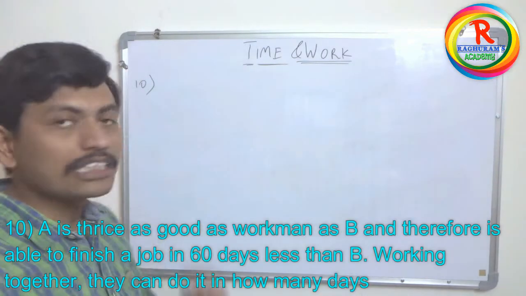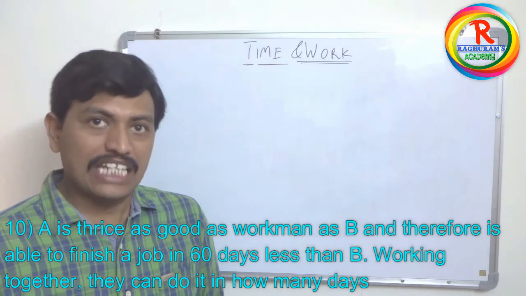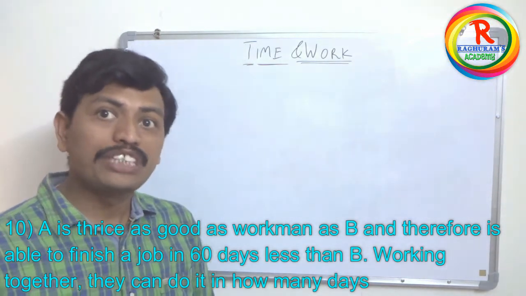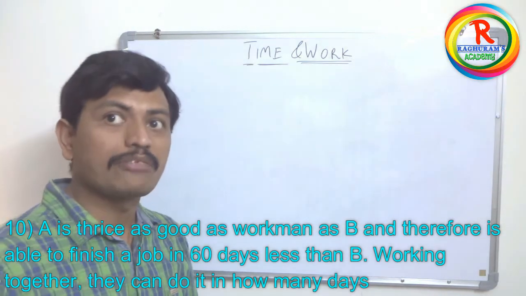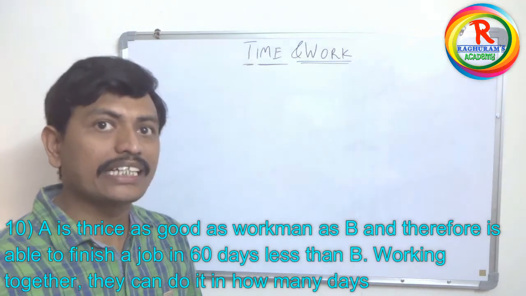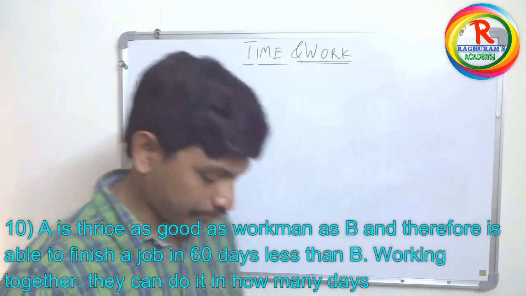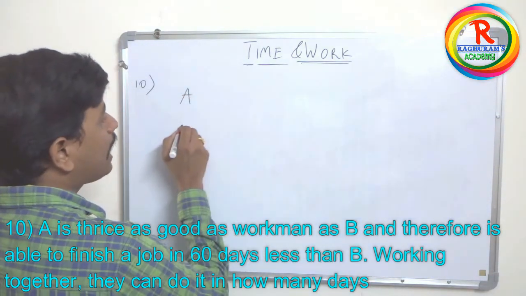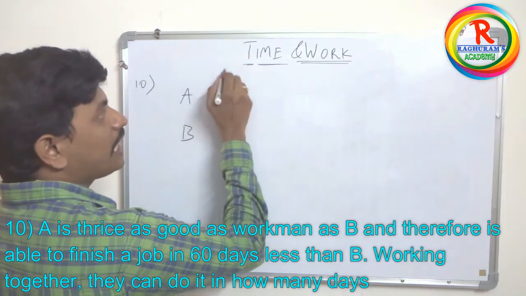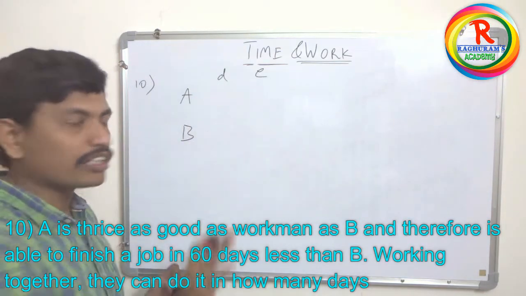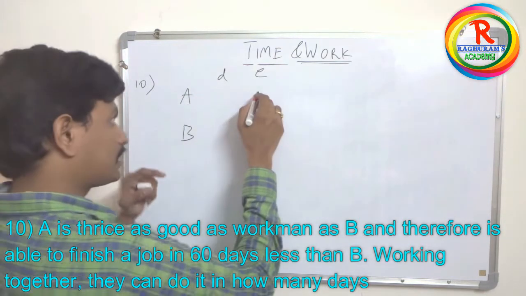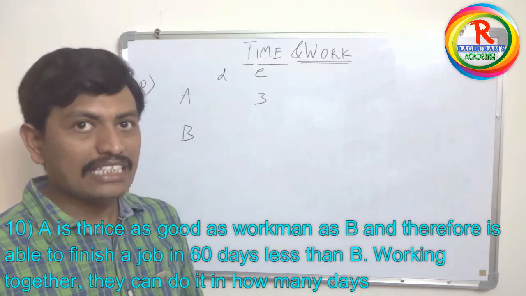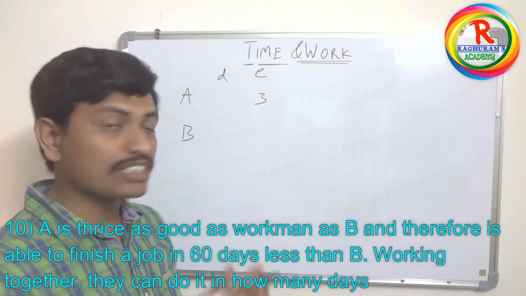Let's take the next problem, the 10th one. A is thrice as good a workman as B, and therefore is able to finish a job in 60 days less than B. Working together they can do it in how many days? This is a different problem. What is given? A and B. Days are not given. So A's efficiency, what is given? Thrice as good a workman as B.